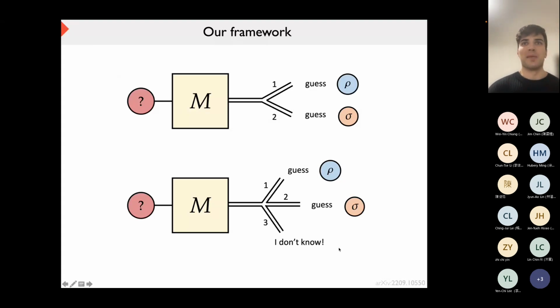This might seem like a very natural thing to do, but the original setting doesn't allow us to say, I don't know. We have to guess either rho or sigma. Before I go into the mathematical details of this setting, I want to give you some intuition for when we would like to use such an extension. And this is actually a very natural extension, I think.